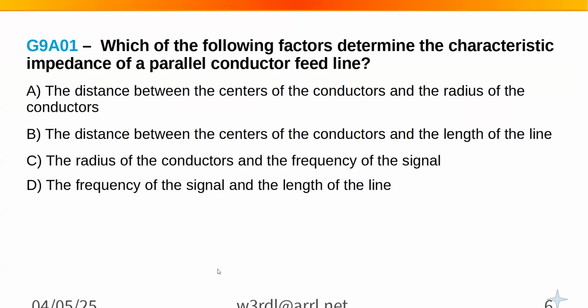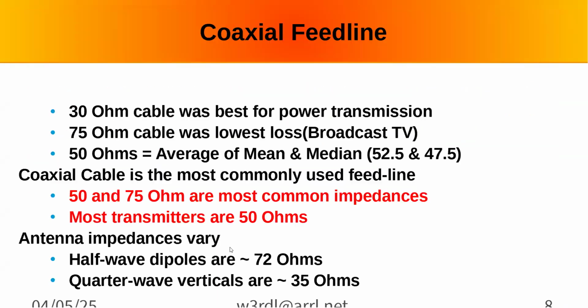Which of the following factors determine the characteristic impedance of a parallel conductor feed line? Okay, excuse me, 30 ohms. I thought it was 35. So if you can actually work that out, you come out about 50 ohms.